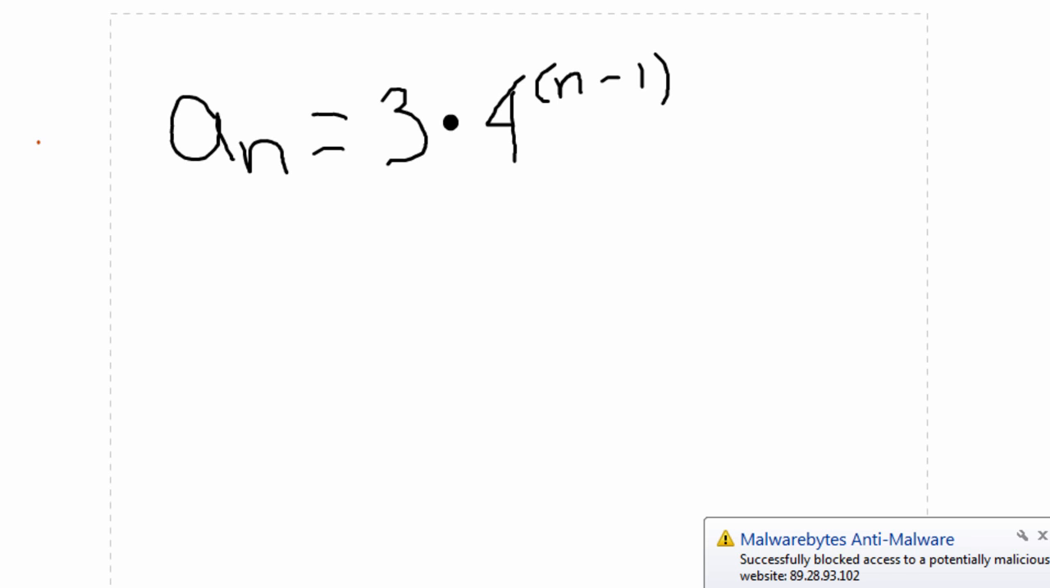A geometric sequence can be written out as a, a times r, a times r squared, all the way up to a times r to the n, where a is the initial term, or a sub 1.